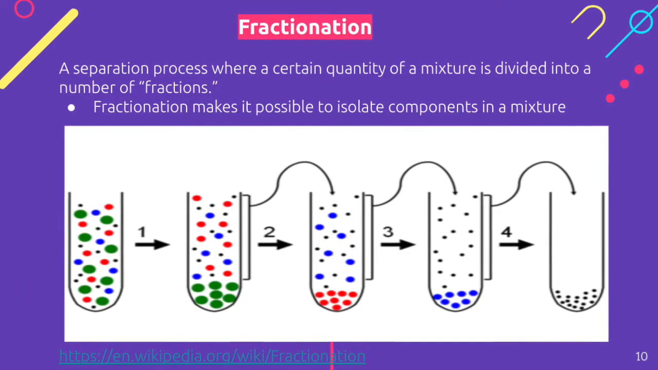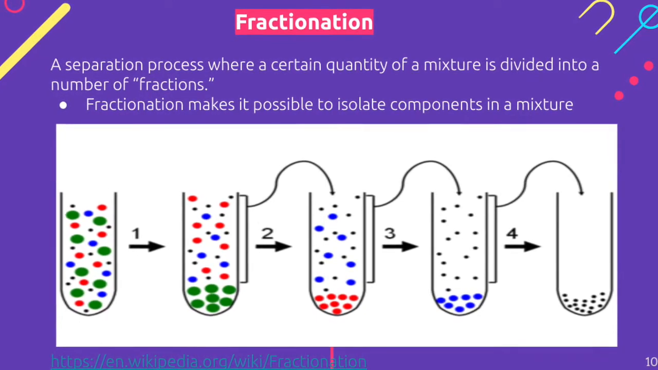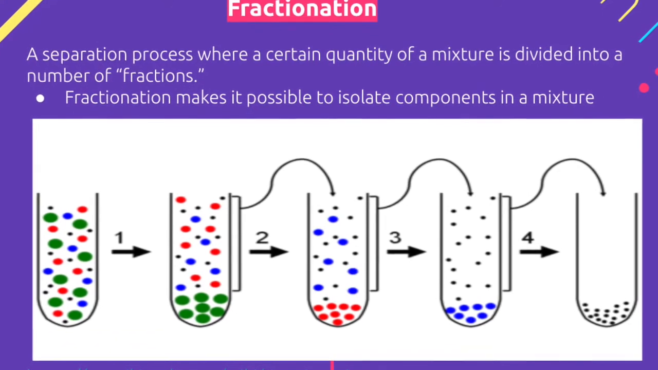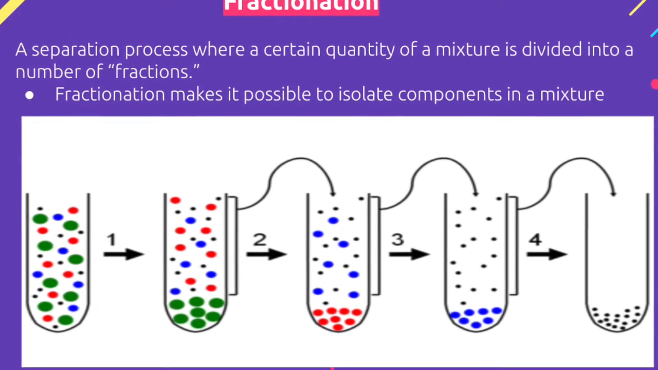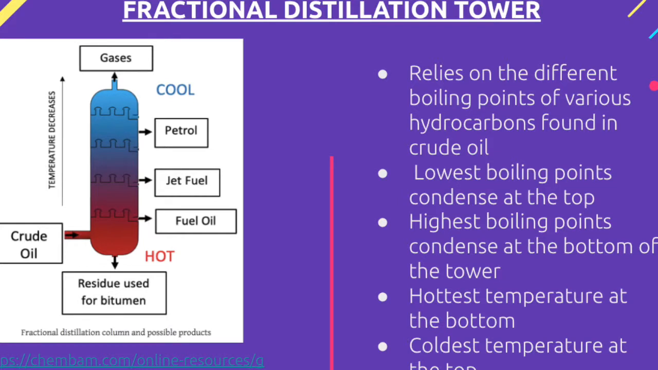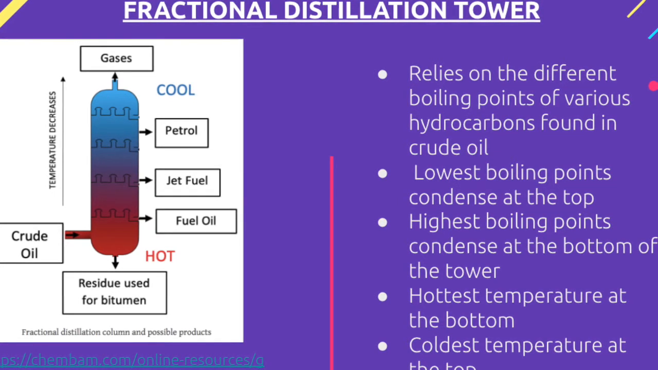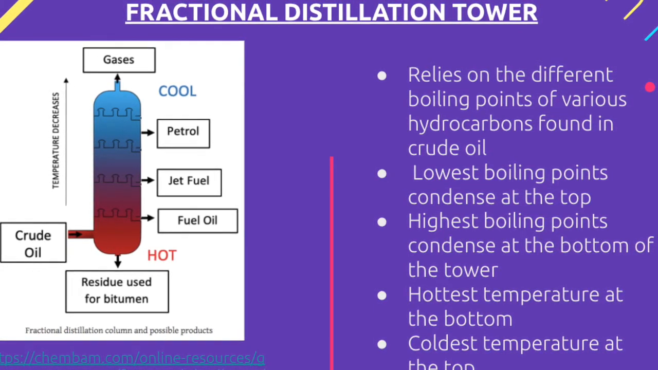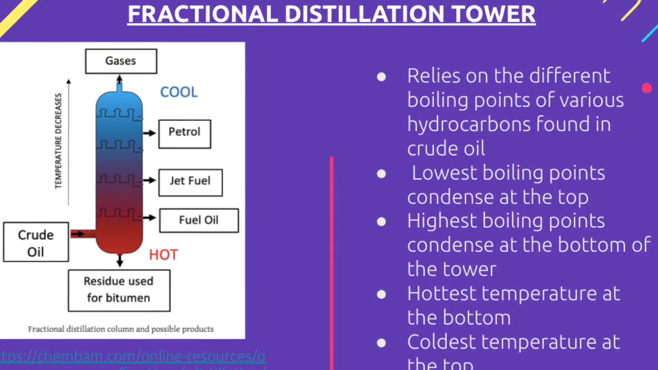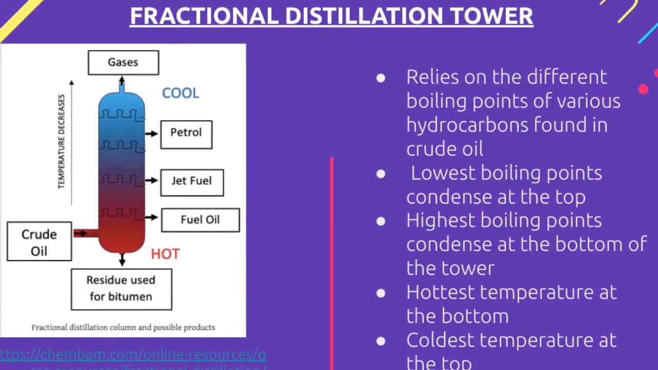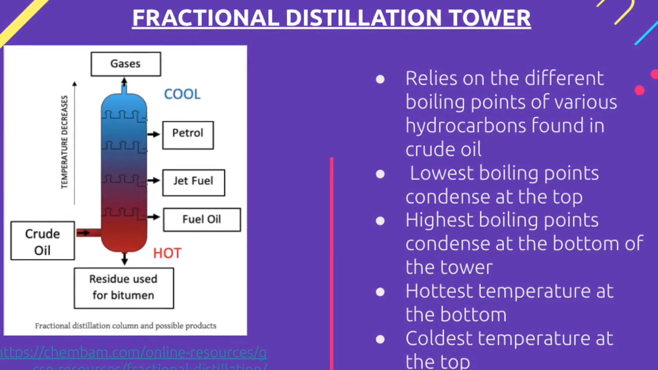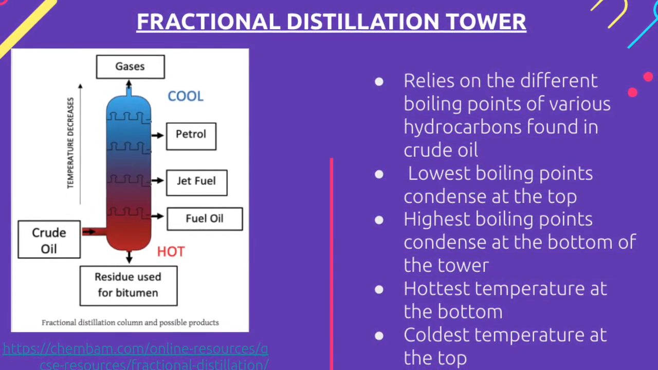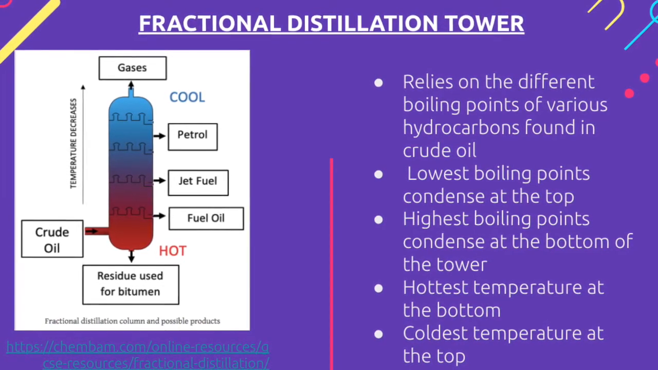The next topic is fractionation. Fractionation is a separation process where a certain quantity of a mixture is divided into a number of fractions. Fractionation makes it possible to isolate components in a mixture. In order to explain fractional distillation towers, I'm going to use real-life examples. The first stage of petroleum refining is fractional distillation, or fractionation, which we just talked about. Most components of crude oil are vaporized and then condensed at different heights in the fractionation towers, depending on their boiling points. The crude oil is thus separated into fractions of similar boiling points.